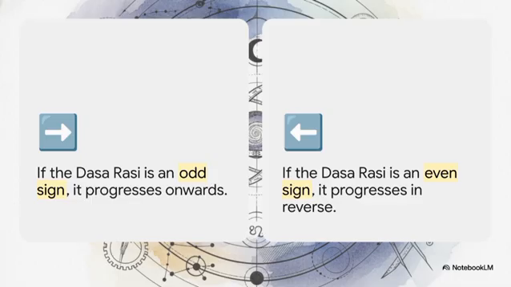First, you start the sequence from the Dasa Rasi itself or from the 9th Rasi from it. You pick whichever of those two is stronger. Then, you've got to look at whether that starting Dasa Rasi is odd or even.